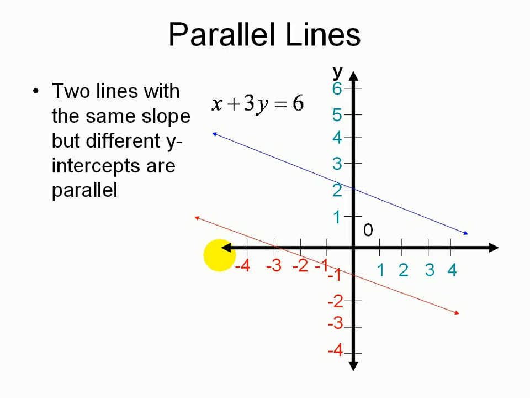For this equation, x plus 3y equals 6, and then x plus 3y equals negative 3. When we solve for y, we see that the slope is equal to negative 1/3.